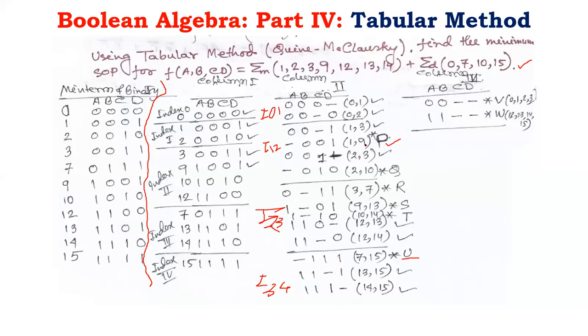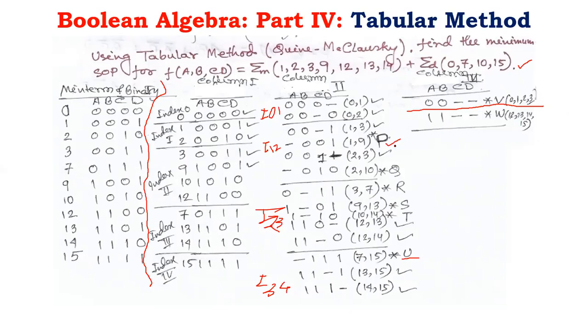Clear? So 0, 1, 2, 3 is compared. Then we will get this 12, 13, 14, 15 is also compared. 14, 15 is compared for this. So then we will get this. There is no comparison here, so we will make these as prime implicants V and W.